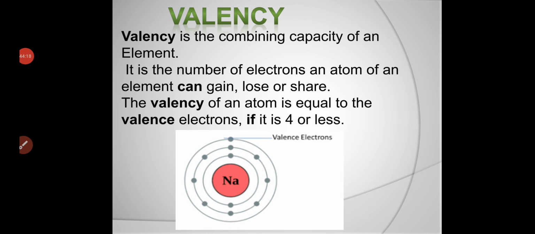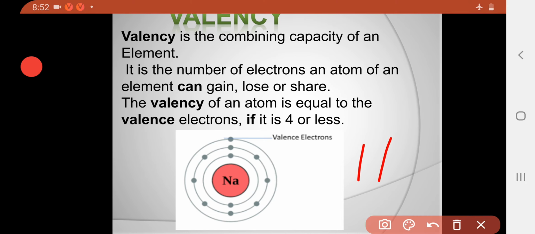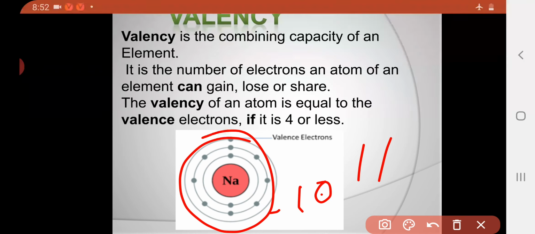Suppose you take sodium. What is the atomic number of sodium? It is 11. So the first shell is filled with 2 electrons, then the second shell is filled with 8 electrons. So 8 plus 2 is 10, and the third shell is filled with 1 electron. So the third shell is the last shell for sodium, and the last shell is called the valence shell.